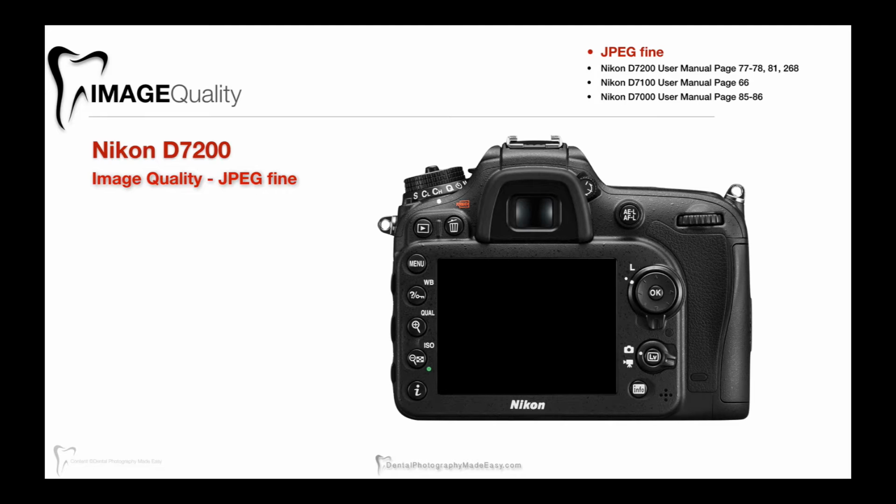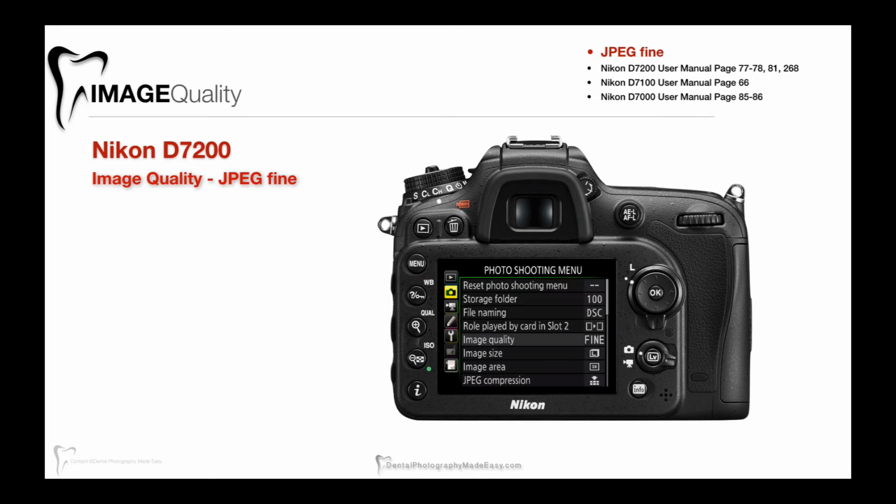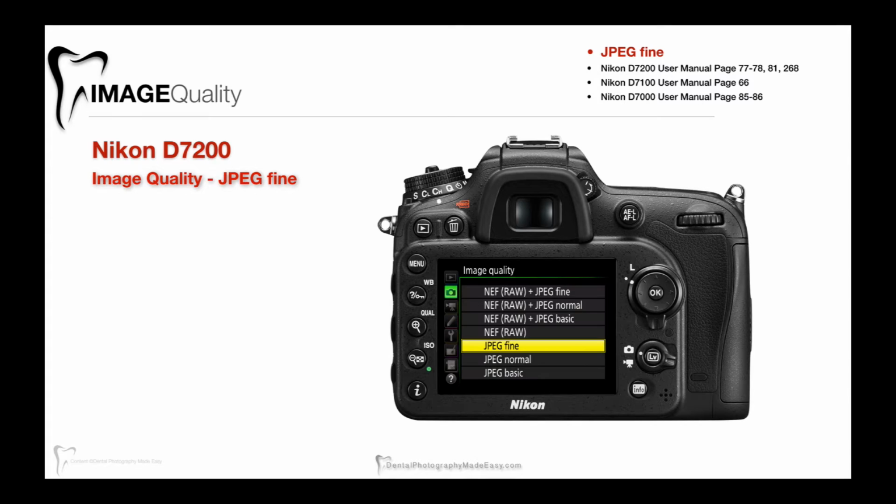The way you do that is you press the menu button on the upper left of the back of the camera and you'll access the camera's menu system. You scroll up and down until you get to the photo shooting menu that you see here, and then over until you're at image quality. So select image quality. You'll notice that there are 3 different JPEG settings that you can use: JPEG Fine, Normal, and Basic. Well, we're going to select JPEG Fine, which is the largest JPEG your camera can capture.